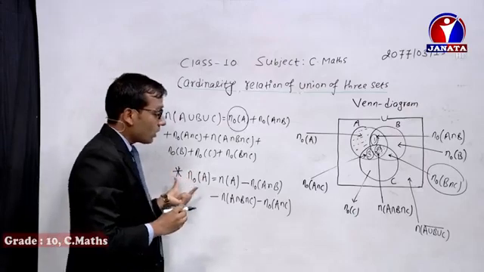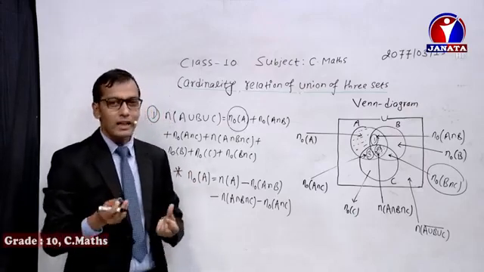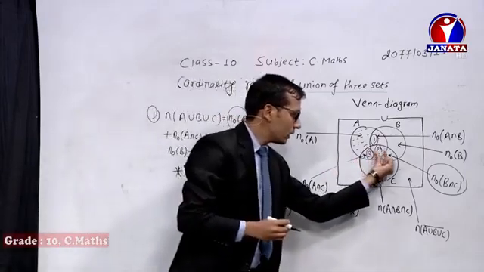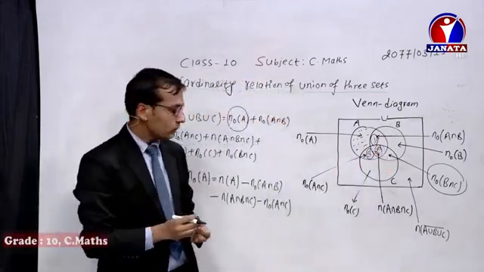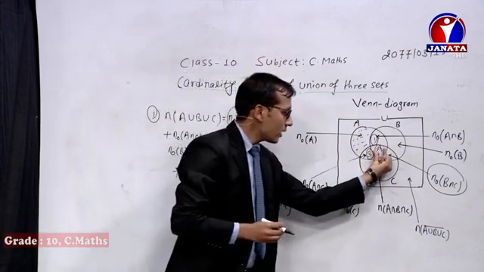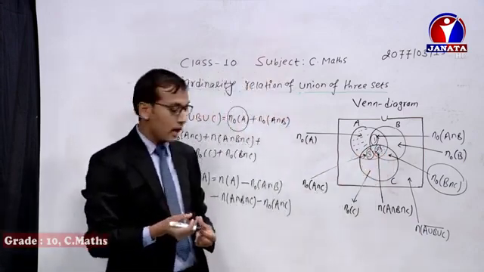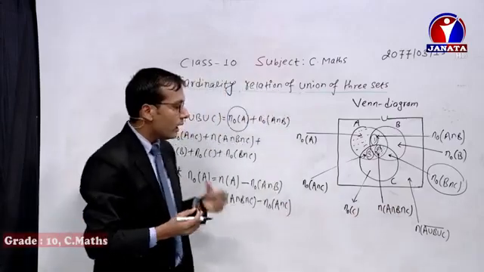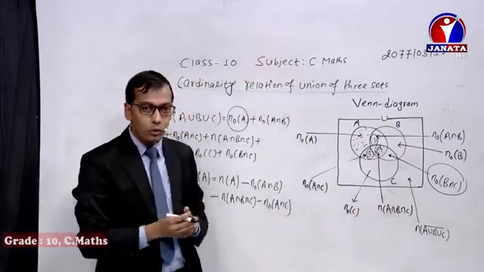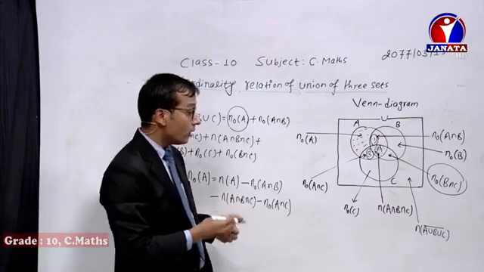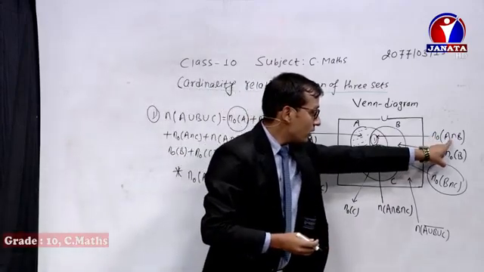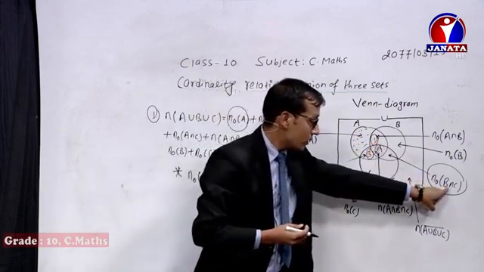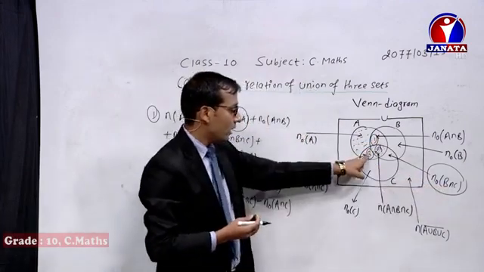While inserting the numbers in a Venn diagram, first of all, we fill up the common region, that is the intersecting region of all three subsets, n of A intersection B intersection C, and then we prefer to insert the number either in n only A intersection B, this region, or in n only B intersection C, or in n only A intersection C.